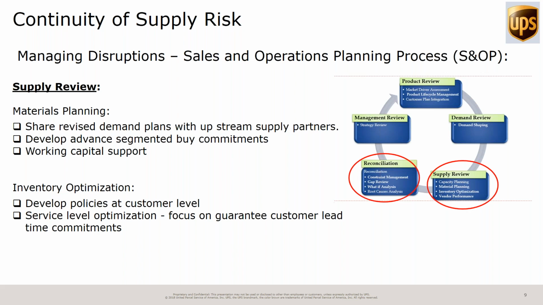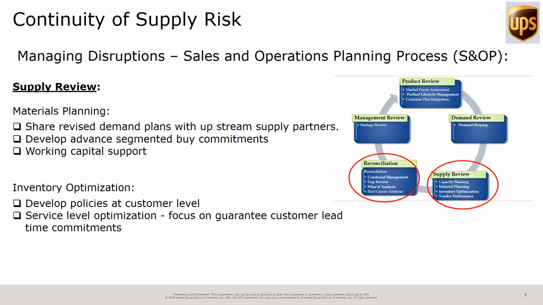Then when you consider the supply review and the reconciliation, when it comes to materials planning, sharing those revised demand plans with upstream supply partners, especially revisiting the available supply, as well as developing advanced segmented buy commitments instead of placing all of the requirements at once on your vendors and putting a strain on their production line or their raw material availability. And then also offering some working capital support, maybe temporarily offering reduced payment terms to your vendors, which can really provide some relief for vendors who might be getting to that tipping point of becoming financially distressed.